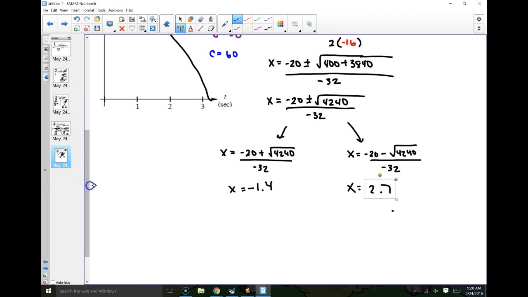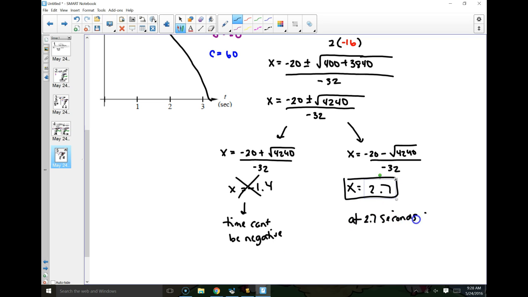And notice as well that you get two solutions, but only one of them can be correct. In real life situations we can't have time be negative. So this solution can't work because time can't be negative. So your only answer is this 2.7. So at 2.7 seconds, the ball hits the ground.